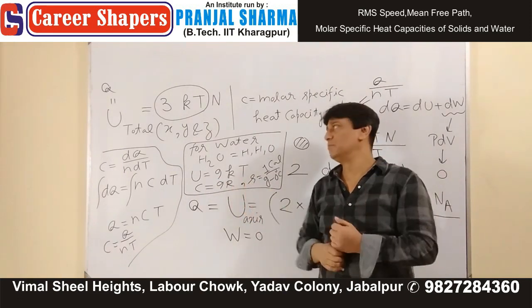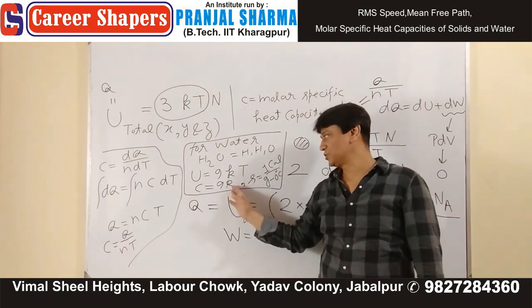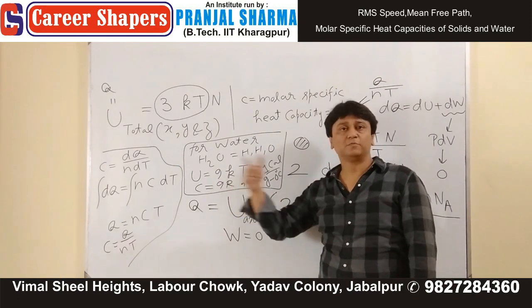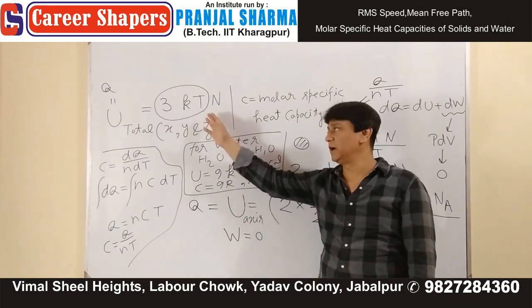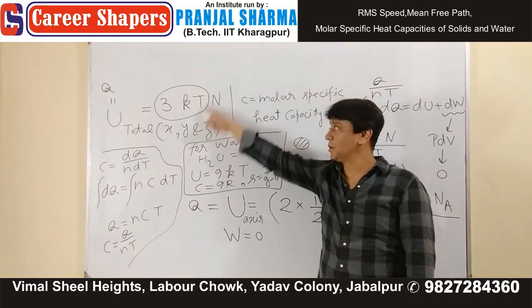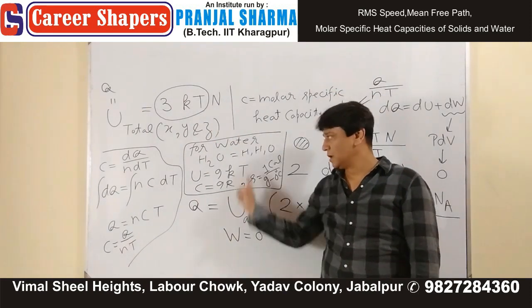What is the molar specific heat capacity of water? 9R. What is the molar specific heat capacity of a solid? 3R, because of this 3. Note down this.